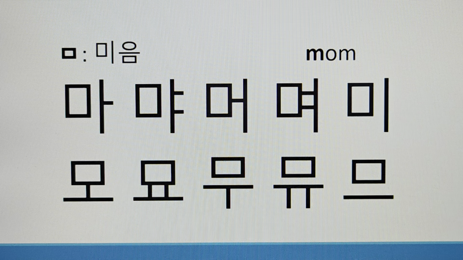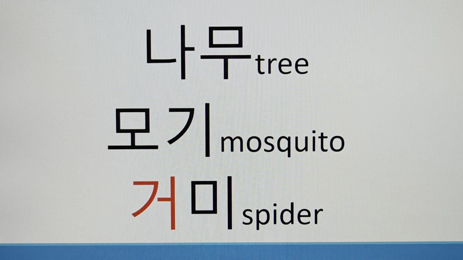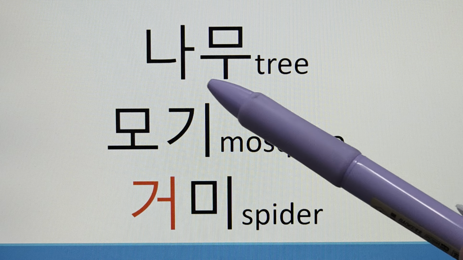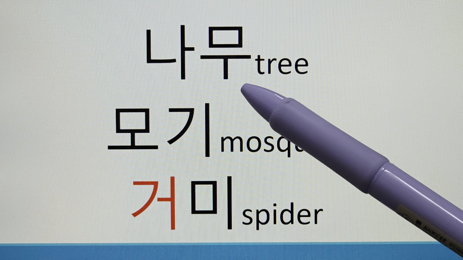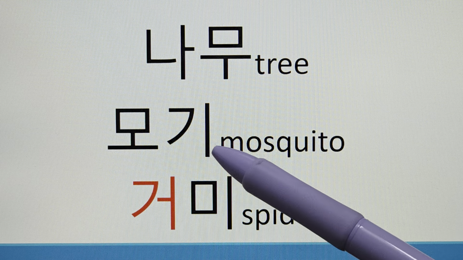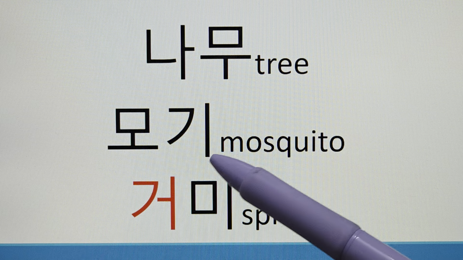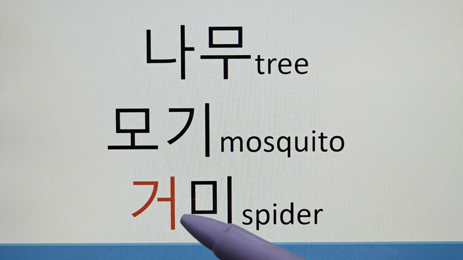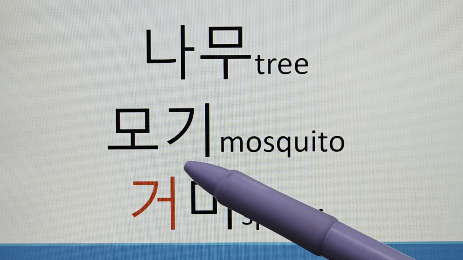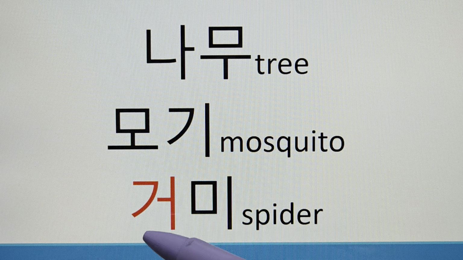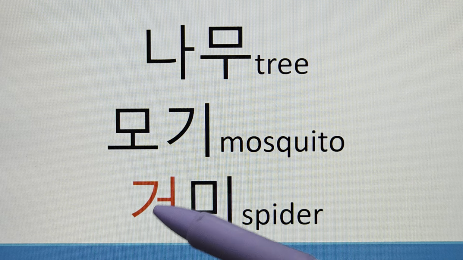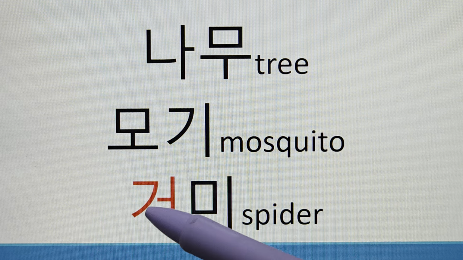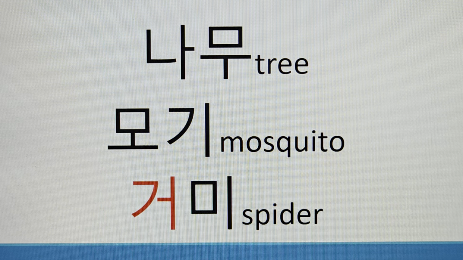Now let's read some examples here. 나무, 나무. 모기, 모기. Mosquito. 거미, 거미. This is originally sounds like go, but this syllable is in the beginning of a word, so we read this 거미, 거미.